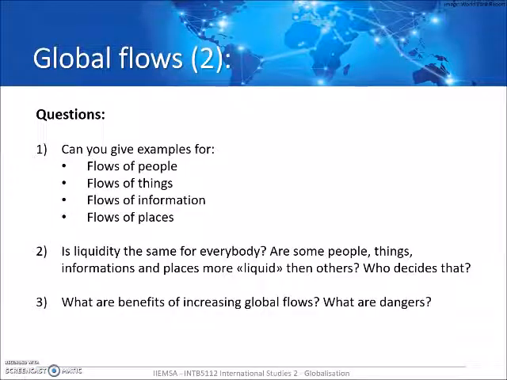Now, quick questions for you. We can also discuss them in the Q&A on Zoom next week. Can you think of examples for flows of people, flows of things, flows of information, and even flows of places? We will discuss this. The second question, is liquidity the same for everybody? So is everybody as mobile as others? Or are some people, things, information, and places more liquid or mobile than others? And who decides that? These are really important questions, right? And the third one, what are benefits of increasing global flows and what can be potential dangers?